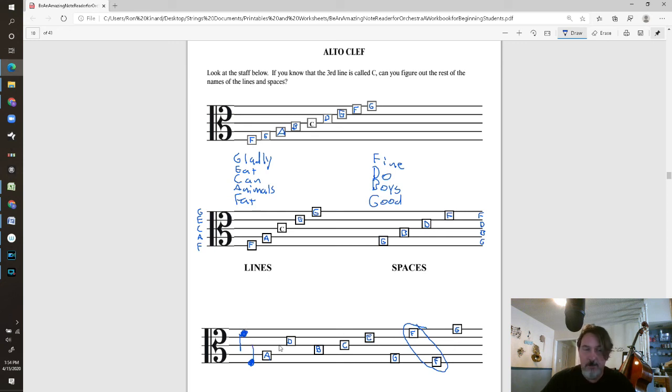I hope this has been helpful. In the next activity in Canvas, there will be some practice exercises. They're kind of fun to do. So good luck, and I'll see you later.